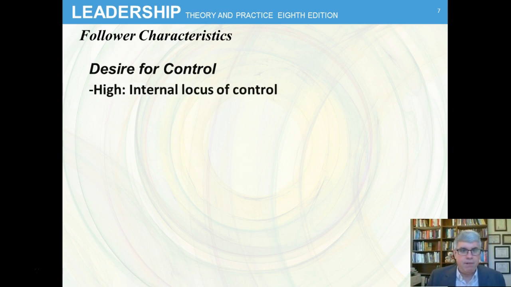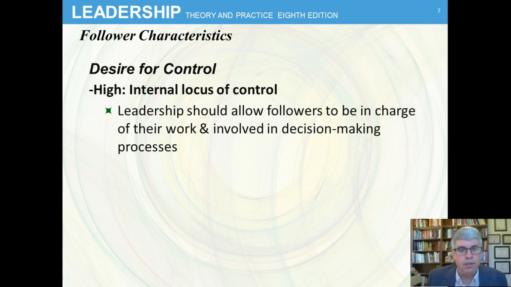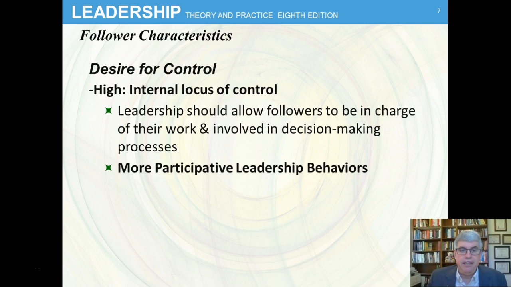Generally, people that have a desire for control, it's because they have a sense that they can control the situation. That's called an internal locus of control. They feel that they can master their circumstances and that they're not going to be overwhelmed by them. And if they know what to do, they can do that. So if people have this internal locus of control, leaders should allow followers to be in charge of their work and involved in the decision-making processes. Let them figure out the best way to go about doing this. So this means leaders need to have more participative leadership behaviors, letting other people decide the best way to achieve their goals, the path to take, and how they can best get there.